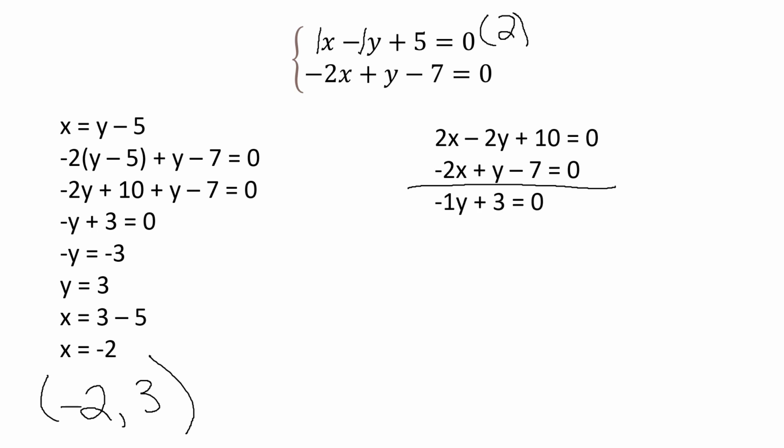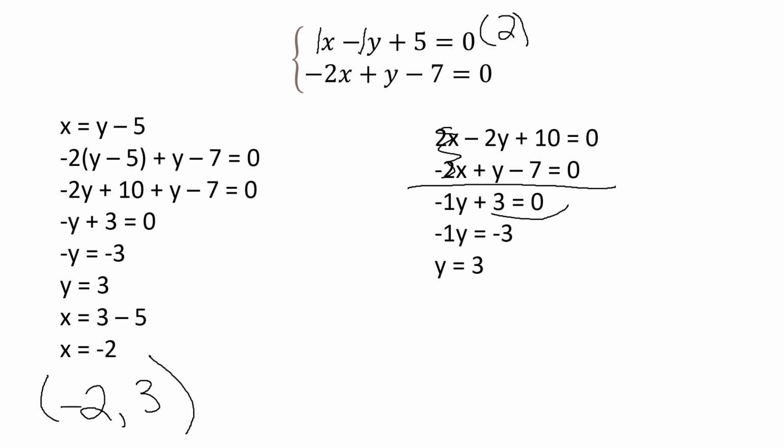When I add those straight down, 2x minus 2x goes away. That's gone. Negative 2y plus y is negative 1y. 10 minus 7 is 3. And of course, 0 and 0 are 0. Move my 3 over, and I get negative 1y equals negative 3. Divide by that negative 1, and I have y equals 3.